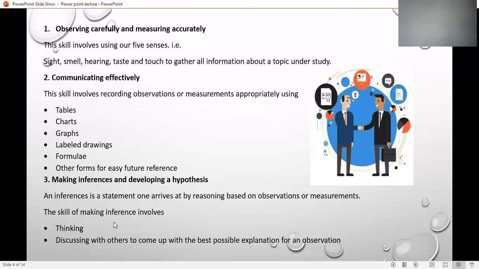So in inference, what skills are involved? We have to think, right? What kind of statement do I have to make? I have to think very carefully, because the statement should be reasoning based, a meaningful statement. And secondly, we have to discuss the explanation and the observation with others. So again, you have to communicate effectively with your fellows.